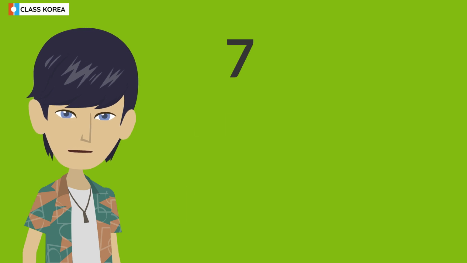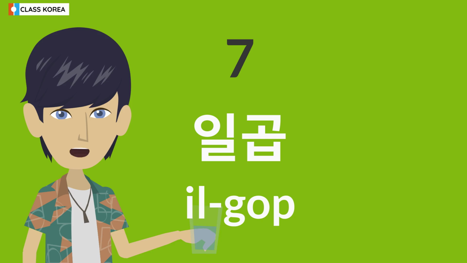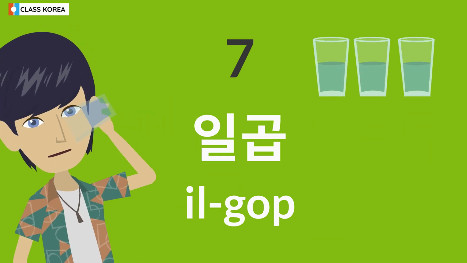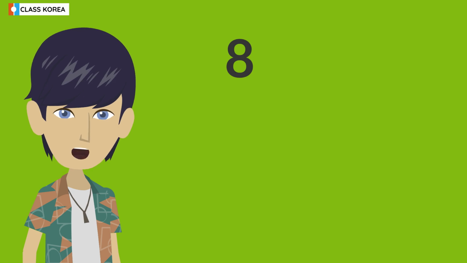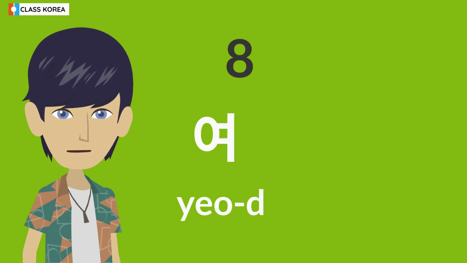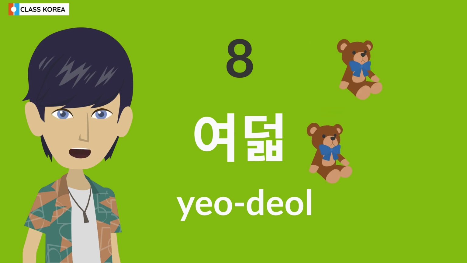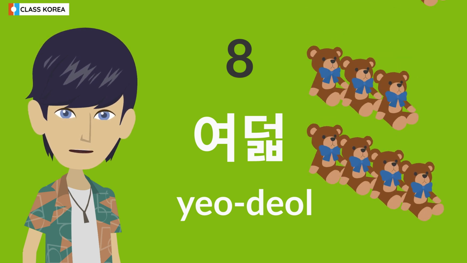7. 일곱, it sounds like Ilgop. Imagine gulping 7 drinks in a row. 8. 여덟, it sounds like Yeodeol. Picture 8 dolls on a shelf.